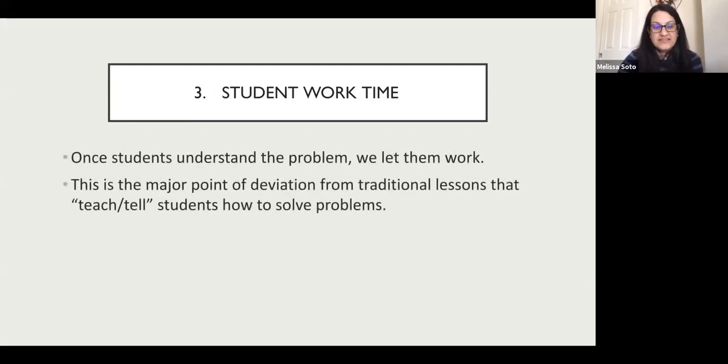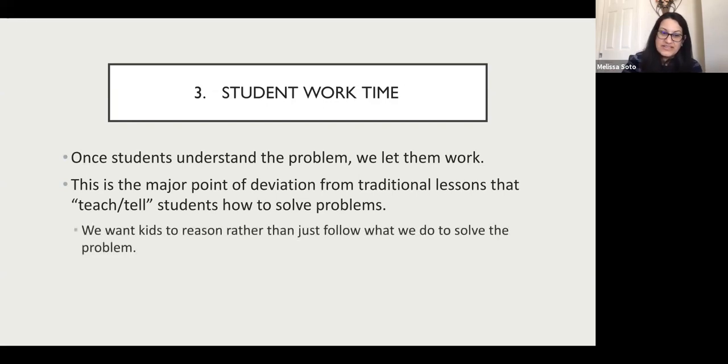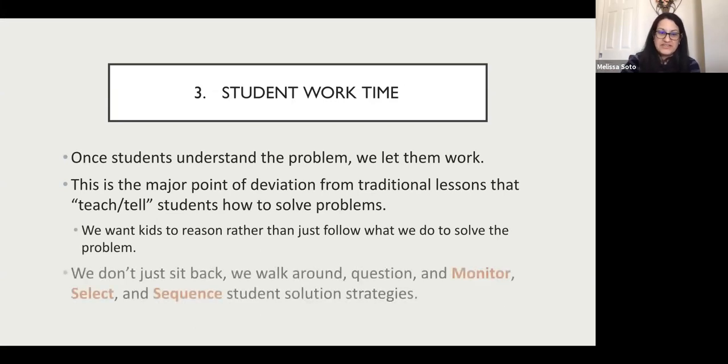And I think this is one of the big points where we depart from what we traditionally have done with mathematics, and that idea that the teacher is there to tell kids how to solve the problems. That's not our job in mathematics. We are there to scaffold and support students, but we really want to provide opportunities for kids to engage in the problem solving. And so again, we want kids to reason. We don't want them to be just rule followers. We really want them to think about what's happening in the story problem.